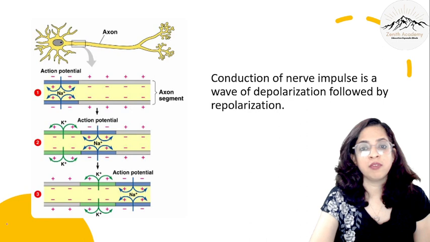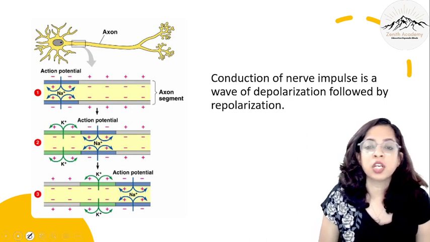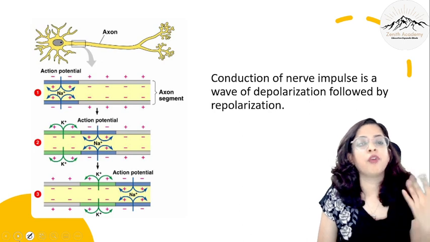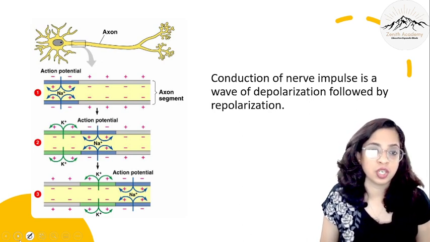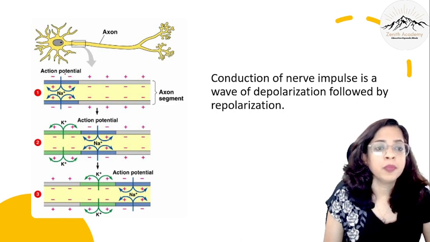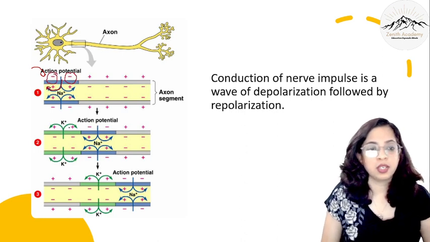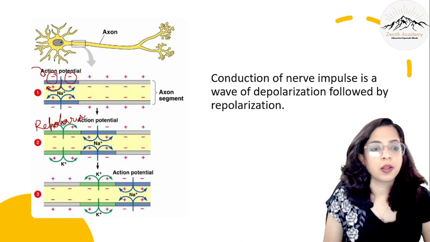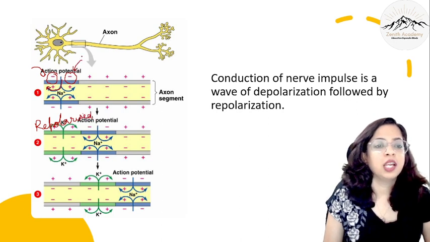I hope you guys have understood. So what is conduction of nerve impulse? It is a wave of depolarization followed by repolarization. Can you see in this particular diagram? Whenever there is a stimulus, sodium ions have moved inside, so it has depolarized. Again it went ahead, and this portion has repolarized. This is depolarized.